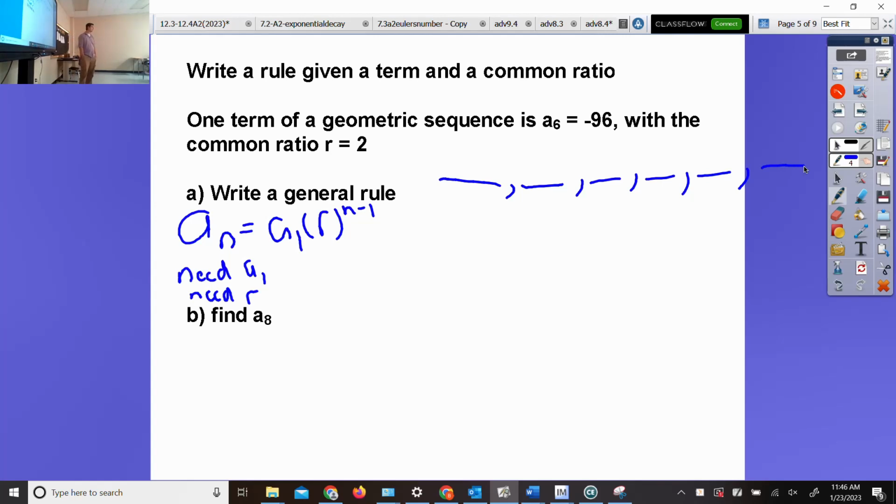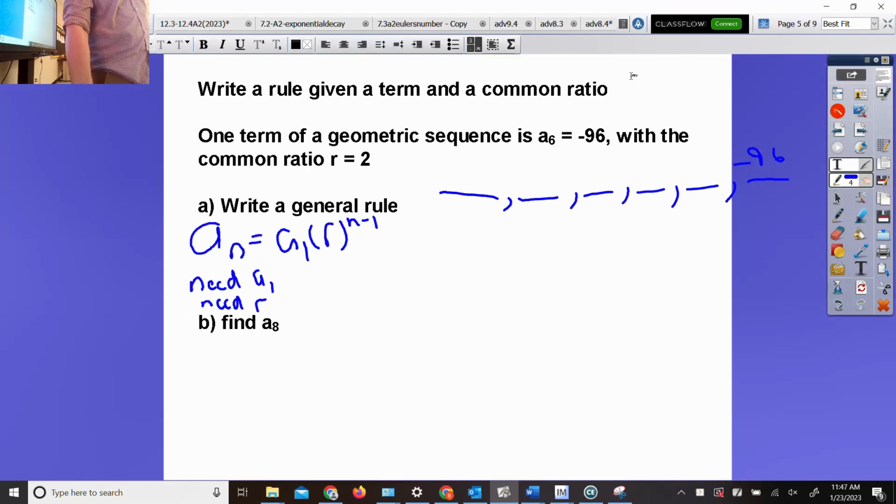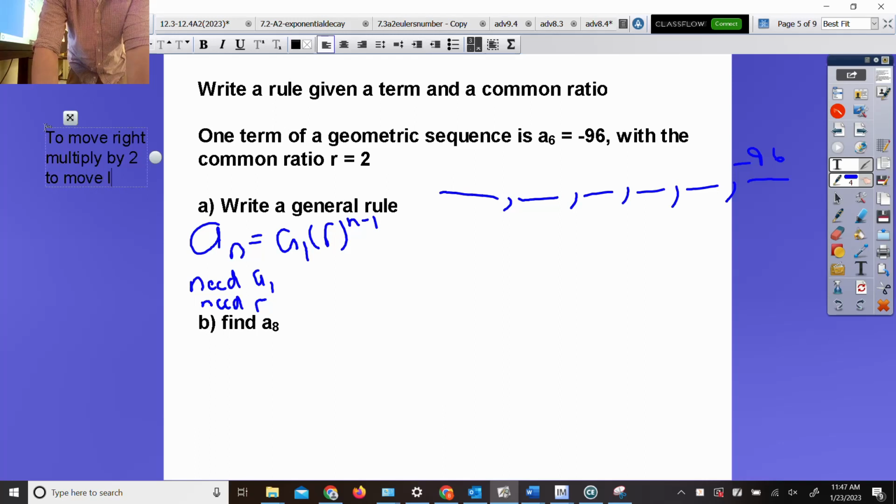What's in the 6th blank? Negative 96. I'm pretty sure you could tell me the 7th and 8th term is pretty easy. But I still want to write the rule. If I was going to move right, what would I multiply by? 2. But to find the first term, I've got to move left. So what do I have to do? All right, so you might want that little note in there, I don't know. To move right, multiply by 2. To move left, divide by 2.